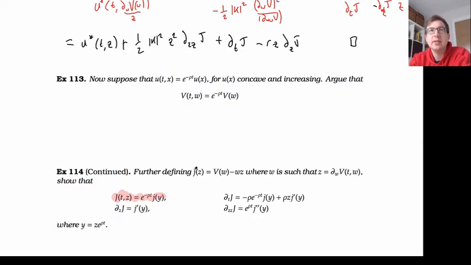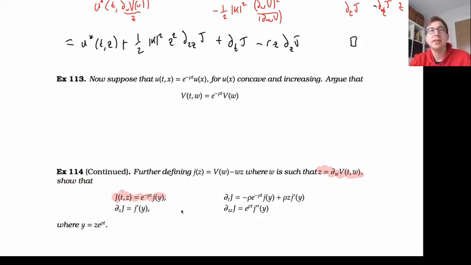Okay. So we've defined j of z to be v of w minus wz, where again we have that z relates to w in the same way as previously. Then we can look at the partial derivatives of capital J and relate them to the normal derivatives of little j. I'm going to leave it to you to do those calculations, all of them fairly straightforward.